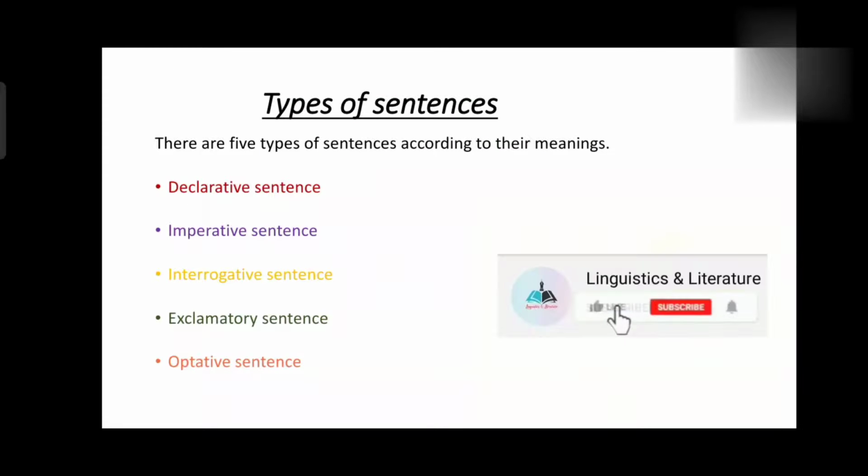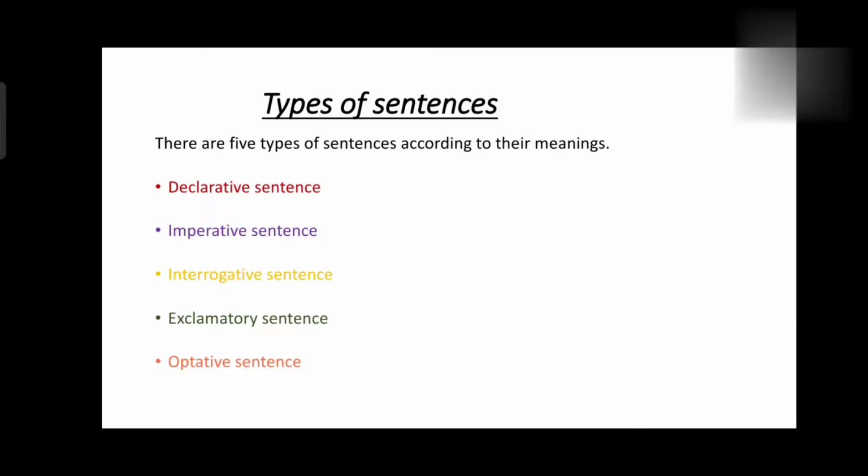Next is types of sentences according to their meaning. There are 5 types of sentences according to their meaning. Number 1 is declarative sentence, and the next are imperative sentence, interrogative sentence, exclamatory sentence, and optative sentence.